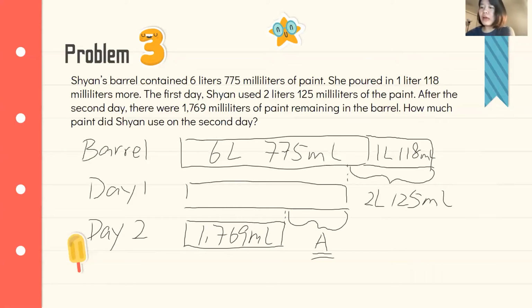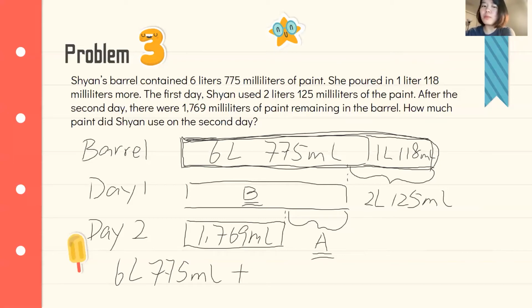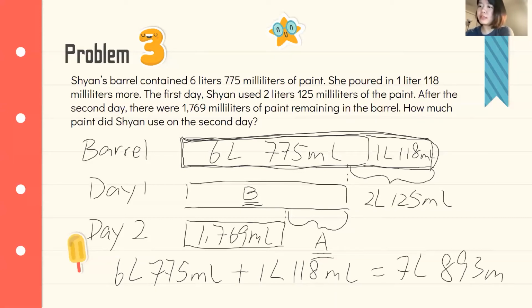And to find out the final answer, we have to find out how much paint is left in the barrel for the first day. So I will name this letter B. We have to find out B first, and then we can know how much is A. So to find B, we have to add the total amount of paint for the barrel, which is 6 liters 775 milliliters plus 1 liter 118 milliliters, and it will give us 7 liters 893 milliliters.